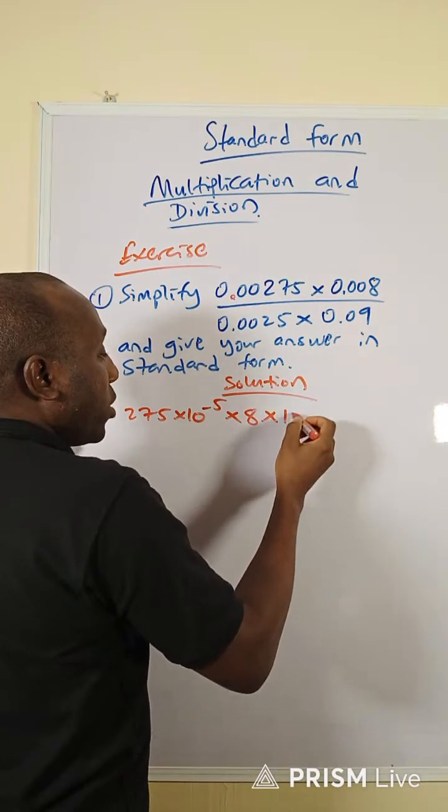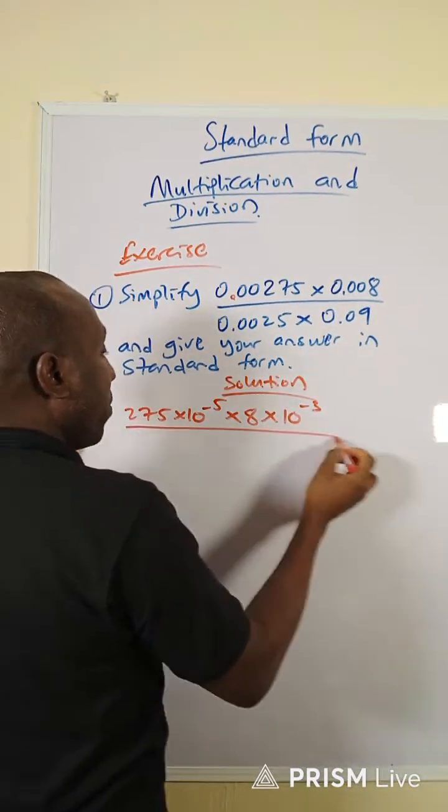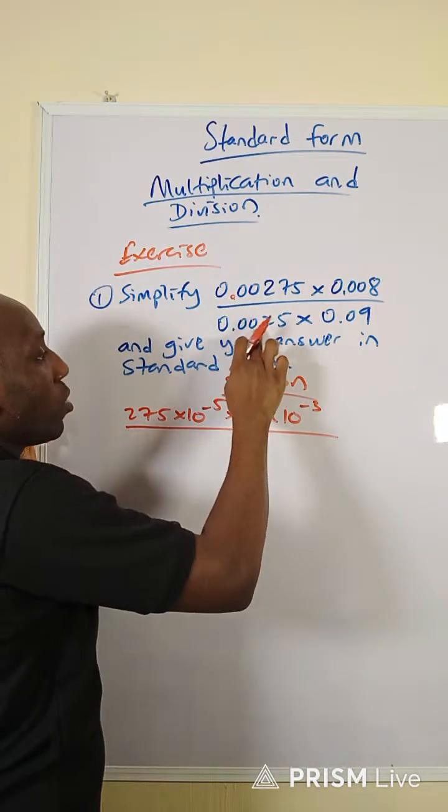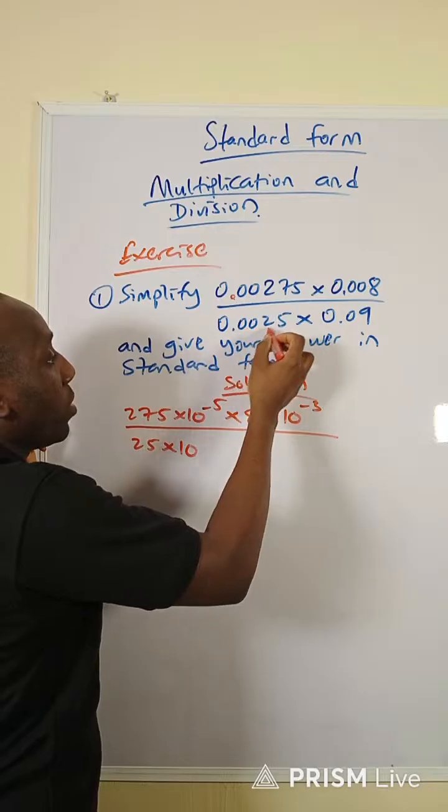Times, what about this? 8 times 10 raised to the power. How many times will it go out? 1, 2, 3. Times minus 3. All divided by, let's come here, 0.0025. I'm going to write 25 times what? 10 raised to the power what? 1, 2, 3, 4.